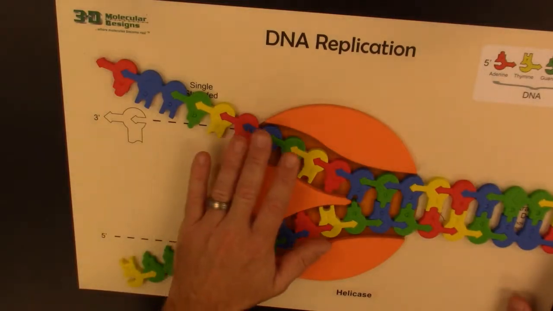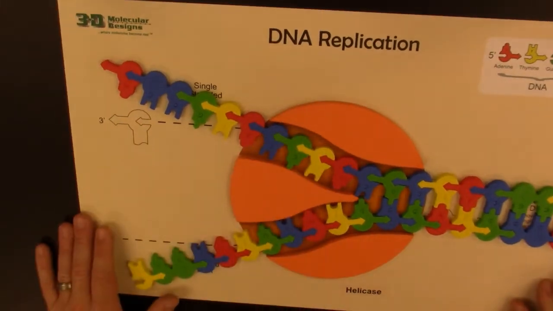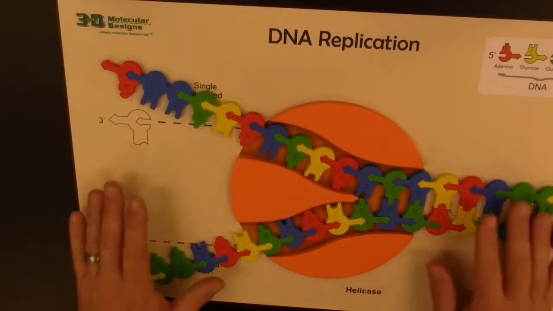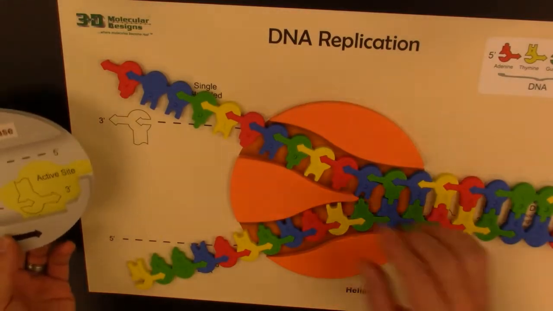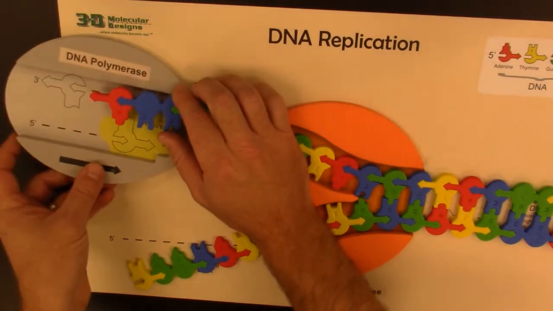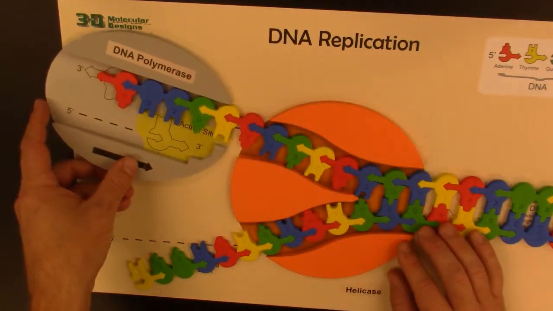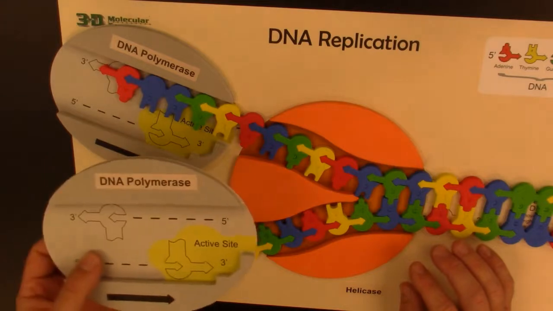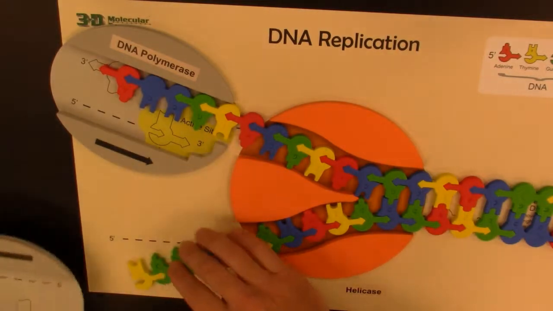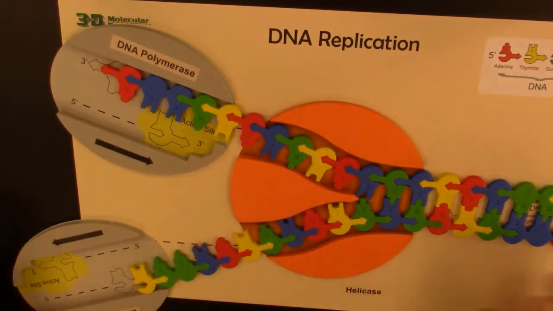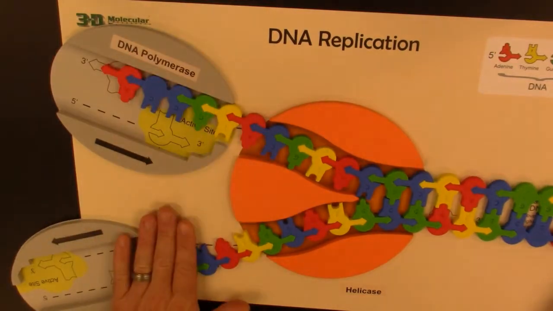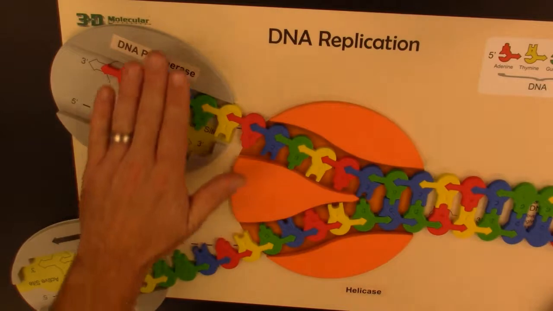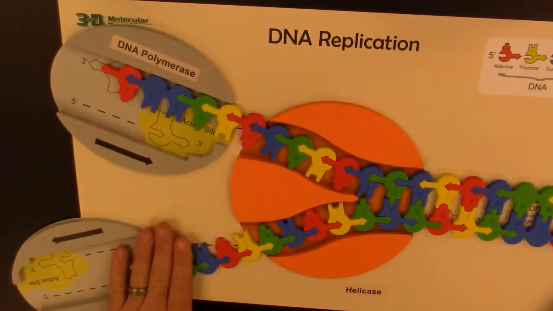So we have now started the unwinding process here. We're not finished. In fact, now we're going to bring in 2 more enzymes. A DNA polymerase right here, and a DNA polymerase, another one, down below. Now, we have a leading strand and a lagging strand. So the leading strand is the one on top, and the lagging strand is the one down below.